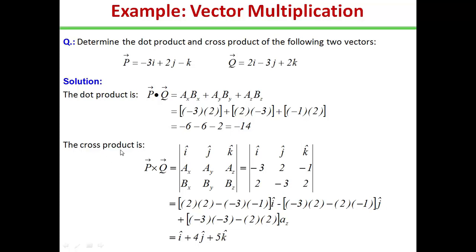And for the cross product of the given vectors P and Q, we can write P cross Q is equal to the determinant of i j k, ax ay az, bx by bz. After putting the values in this determinant, we will find i + 4j minus 5k. As the multiplication of two vectors, that means the cross product, will provide a vector quantity. So here we have the vector quantity. The dot product of P and Q is a scalar quantity, that is minus 14.